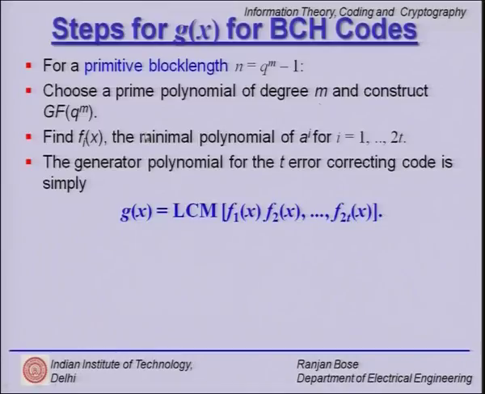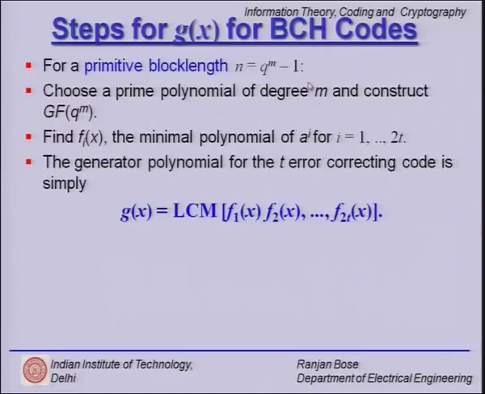Then find the minimal polynomials for alpha raised to i, where i is equal to 1, 2 up to 2t. Please note that by now we are very comfortable finding the minimal polynomials, because we know how to make the set of conjugates. And then g of x, the generator polynomial, is simply given by the LCM of f1(x), f2(x) and so on and so forth. Why LCM? Because sometimes f1(x) and f2(x) will be the same. It depends on your Galois field, but you don't want to repeat it because g(x) is of the lowest degree, therefore we take the LCM.